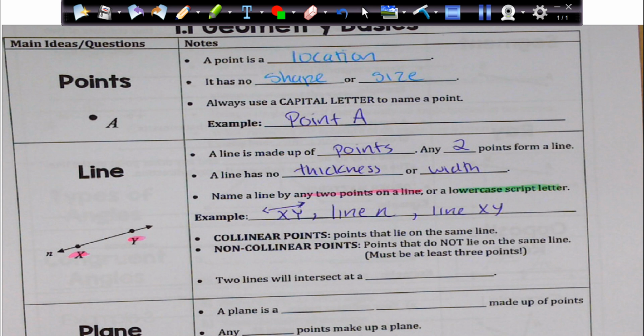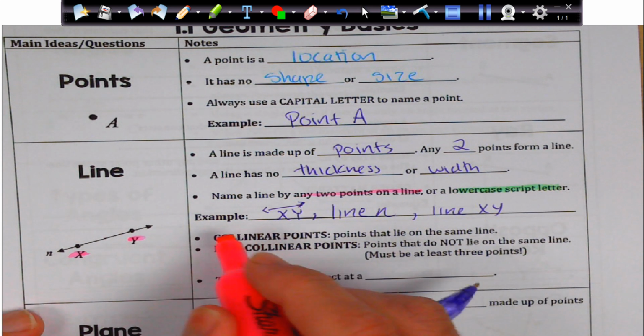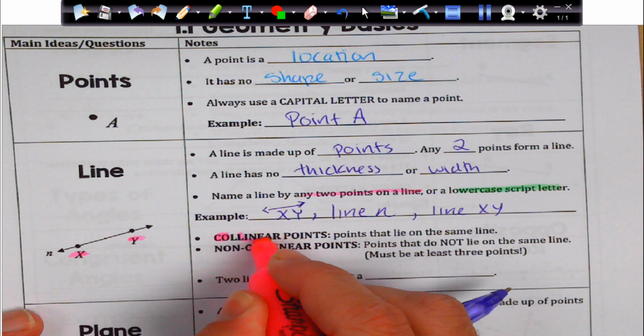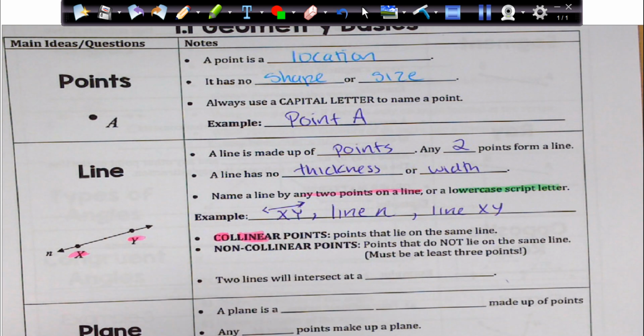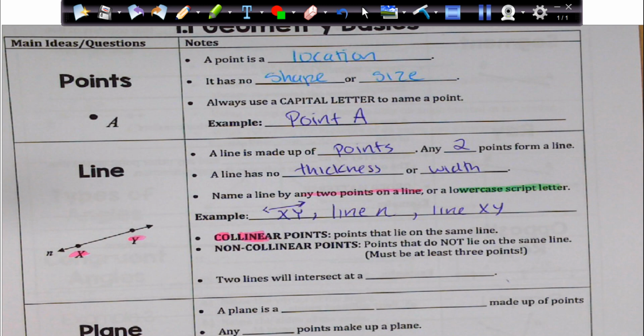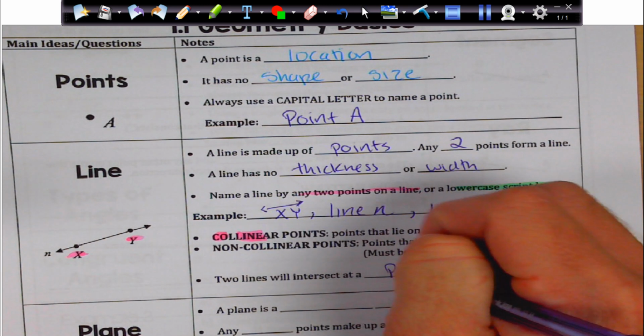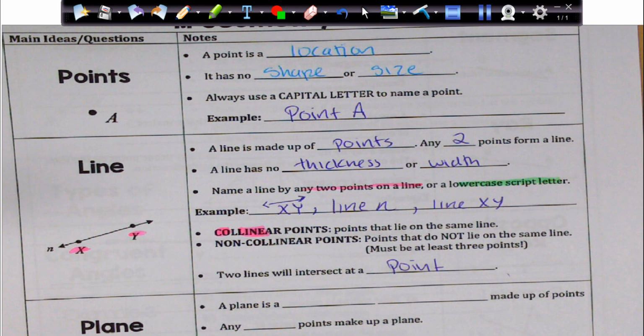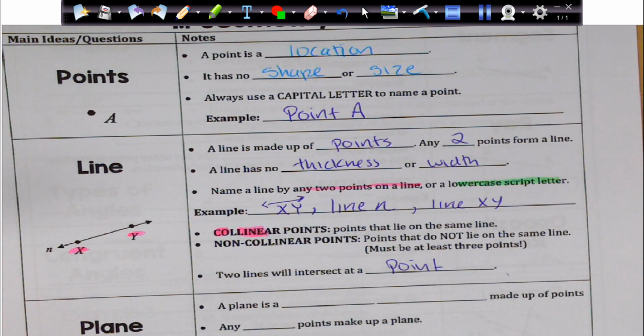Collinear points are points that lie on the same line. So co means together, and linear is line, versus non-collinear means they do not lie on the same line. 2 lines that intersect do so at a point. Okay, so again, lots of vocabulary. So how do we name points? How do we name lines? What's collinear? On the same line. X and Y are collinear. This A is not on this line, so A is not collinear with X and Y.